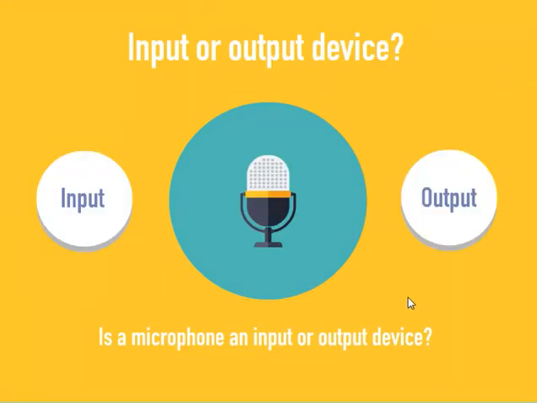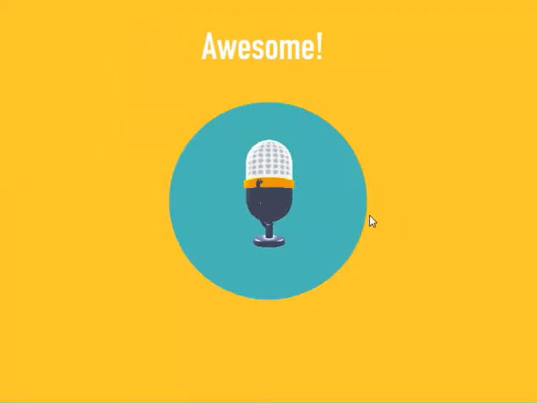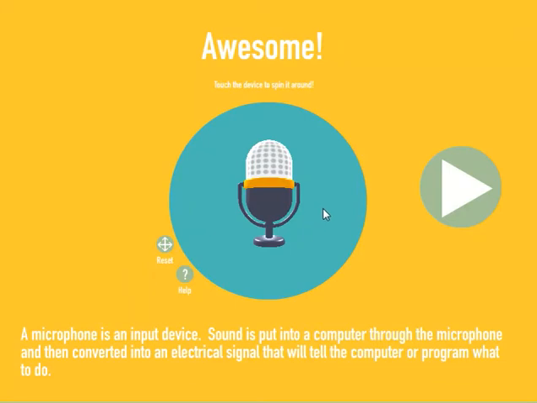Is a microphone an input or output device? Awesome! Microphone. A microphone is an input device. Sound is put into a computer through the microphone and then converted into an electrical signal that will tell the computer or program what to do.